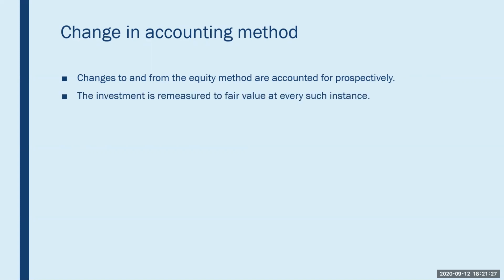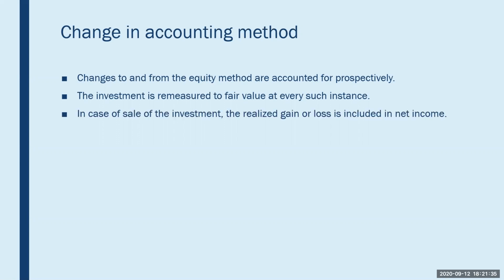Changes in accounting methods, either to the equity method or change from the equity method, must be accounted for prospectively. So there is no retrospective adjustment. The investment is measured to fair value at every such instance. And if the investment were to be sold, the realized gain or loss is included in net income. And when calculating the cost of the investment for a partial sale, the average cost is used.